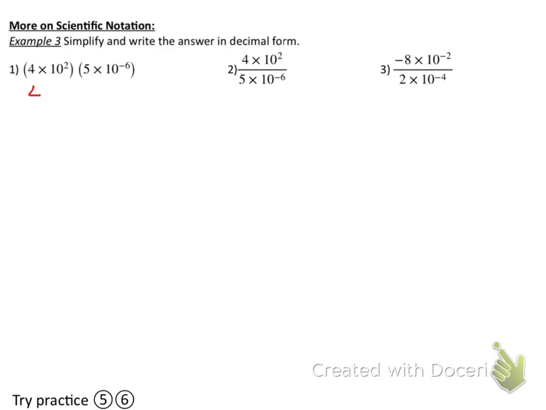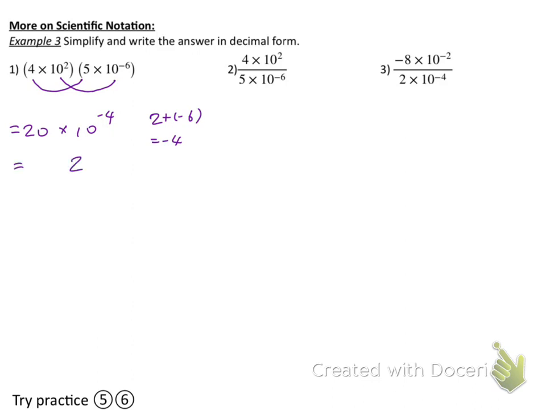Okay. Then how are you going to do it? You multiply the number with the number. That gives you 20, and then you multiply the power with the power. You add the exponents, 2 plus negative 6. That is negative 4. Goes here. Now we go back to what we did last class. When we multiply powers of ten, we don't really do the multiplication. We just move the decimal point around.